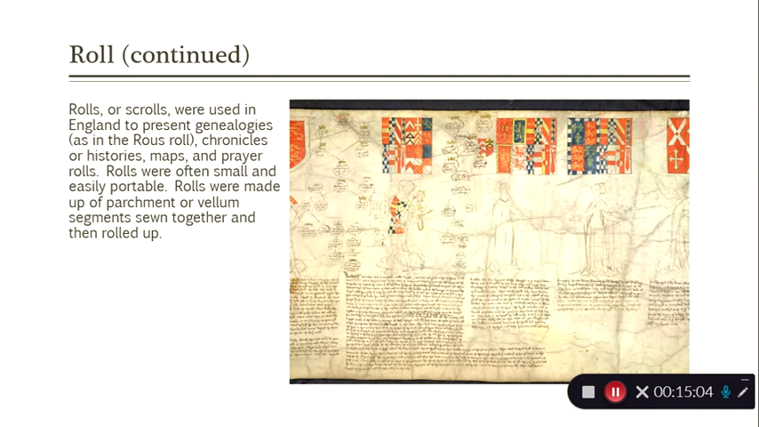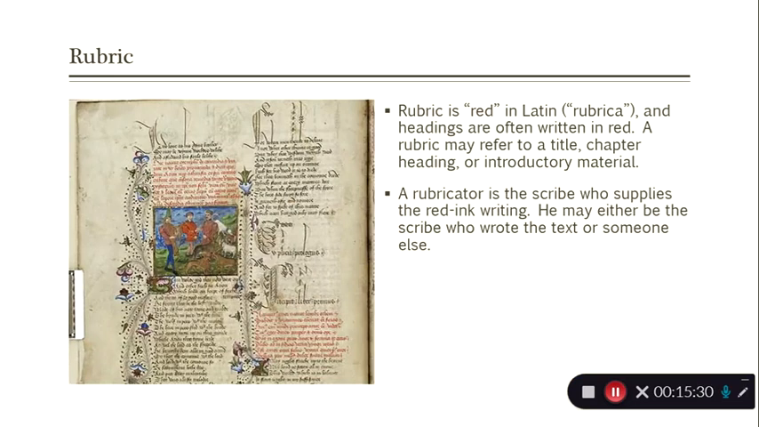A rubric is writing in red. At least that's what it meant originally. Rubrica is red in Latin, and headings are written in red. So a rubric can refer to a title, a chapter heading, introductory material. So you see that here. This is again the Morgan manuscript, M126 of the Confessio Amantis, with the red writing in Latin, actually, at the beginning and end of chapters. So we've got Explicit Prologus, and then we've got Incipit Liber Primus, and then we have a Latin summary of what's going to happen in this book, Book 1, Liber Primus, in red.